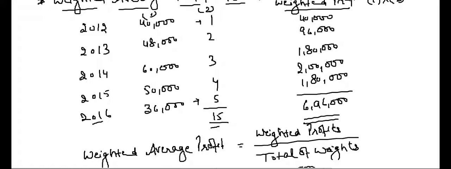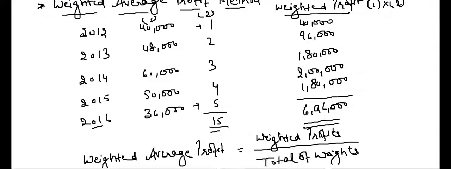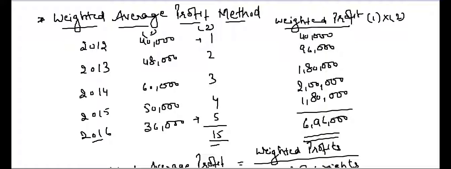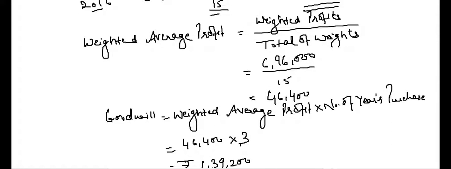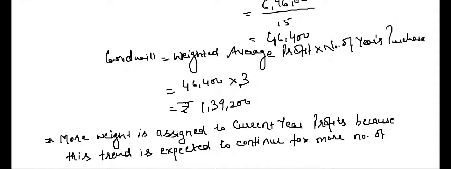Right? This is a very, very simple method, the weighted average profit method. We are given the profits, we'll be given the weights. Get the weighted profit by multiplying the profits with the given weights. Then calculate the average of those weighted profits by dividing with the total of weights. Right? And the goodwill is weighted average profit multiplied by number of years purchase.